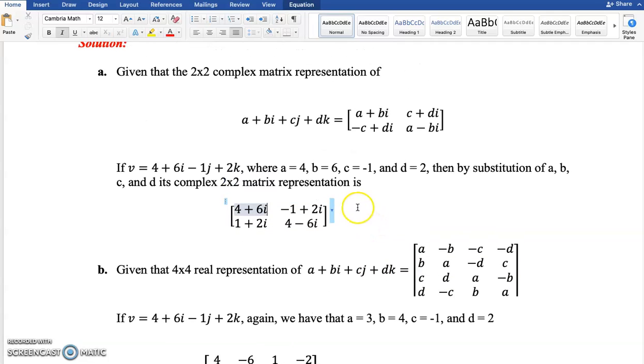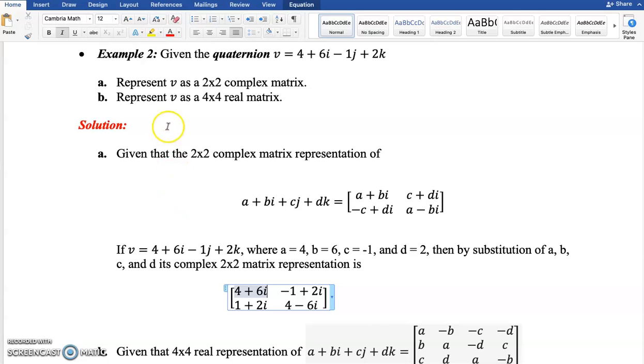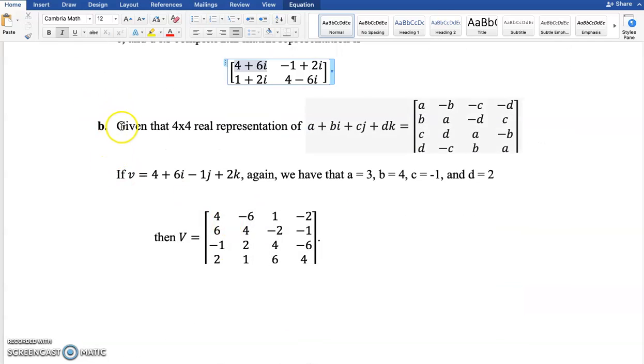Now part B is asking us to represent this quaternion as a 4 by 4 real matrix. It's important to be clear that there are a lot of ways to represent it. This means this is not the only way to do it. There are many other different ones. In this case, we're going to use this one, so let's work with this one for now.